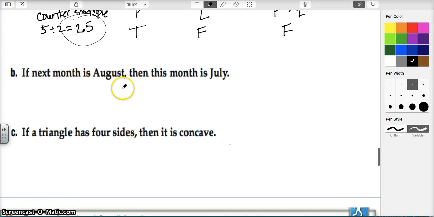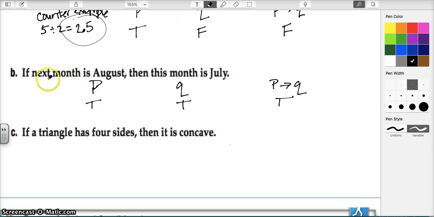If next month is August, then this month is July. So for the sake of what we're going to talk about, let's pretend it's August, right? So this is P, this is Q, and we want to know if P implies Q is true. Well, if next month is August, let's say that is true, I know it's not right now, then this month has to be July. That would indeed be true if next month were August. This month would be July, and therefore it's true.